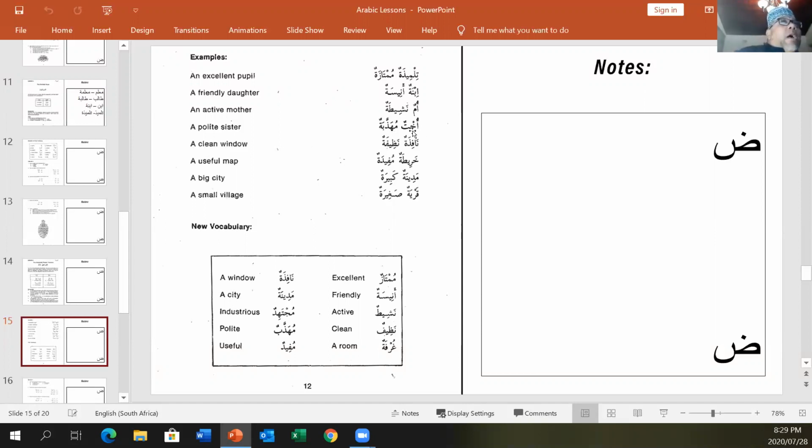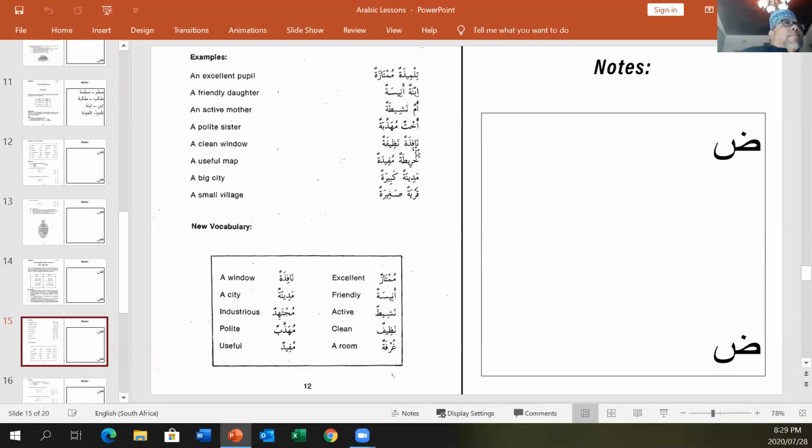What you can do here when you say akhun muhadhabun, the ta marbuta falls away, and therefore the last letter takes an un sound, right? Next one, nafidatun, nadhifatun. Nafidatun is a window, nadhifatun means clean. Now, if I must say that the door is clean, or a clean door, how would I actually write that?